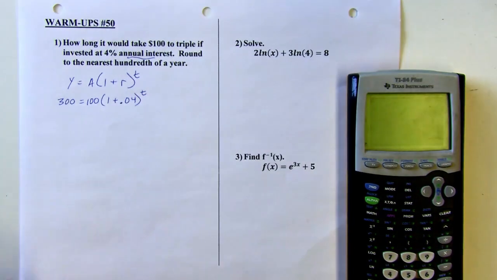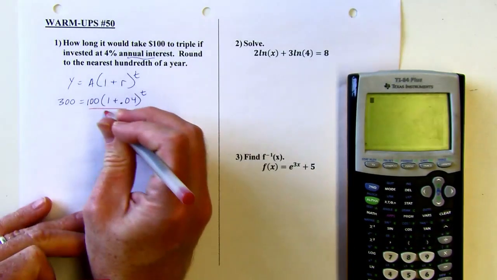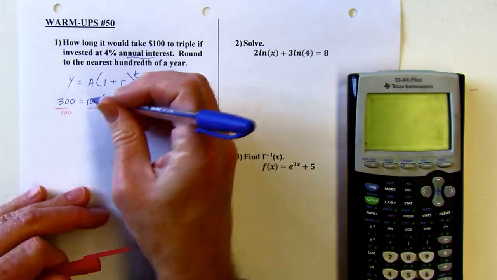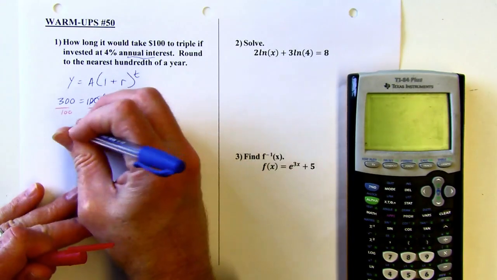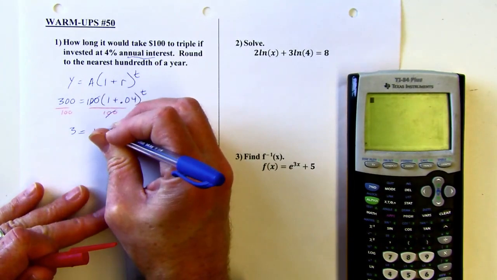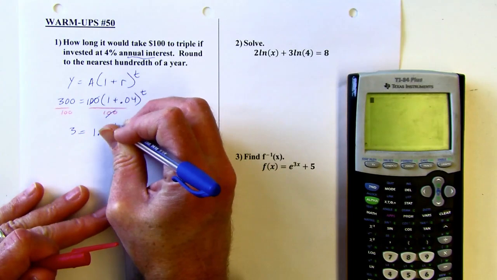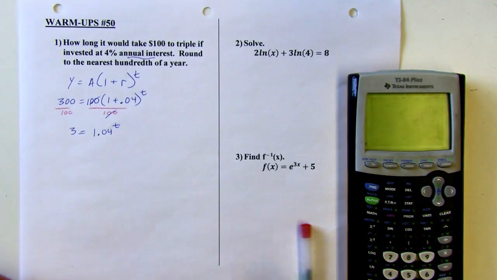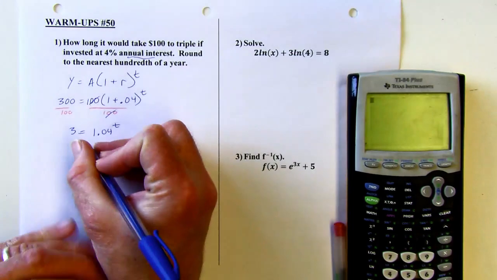Okay. So let's divide both sides by 100. Let's do that. And then 3 is going to equal 1.04 to the t. I just combined those, right? All right. And now from there, I need to use log form.